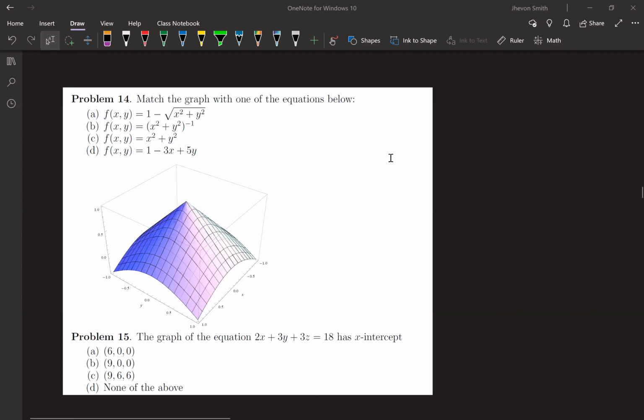Okay, it shouldn't be taking so long, so I'm going to end in 5 seconds. Polling end. 64% believe it's A, 18% believe it's B, 18% believe it's D. And the answer is, drum roll, it's A. How do I know? This is a cone, upside down.